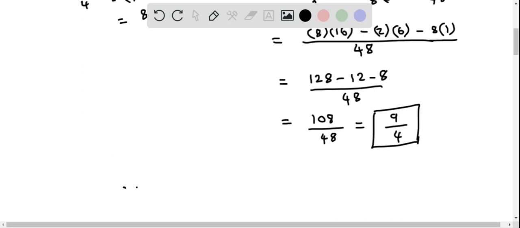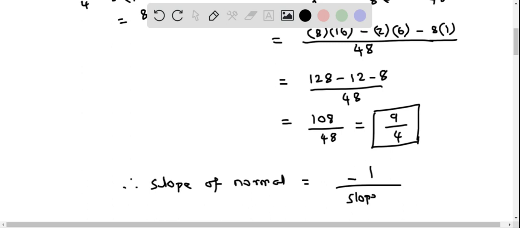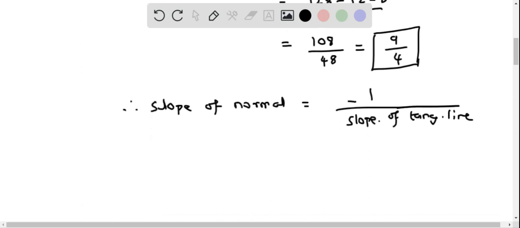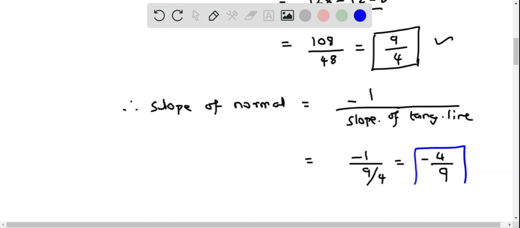Therefore, the slope of the normal is the negative reciprocal of the slope of the tangent line. So basically we just have to take the negative reciprocal of this one. So if we substitute here, this will be negative 1 over 9 by 4. So we flip this and put the negative. So therefore this will give us negative 4 over 9. So this is the slope of the normal line.